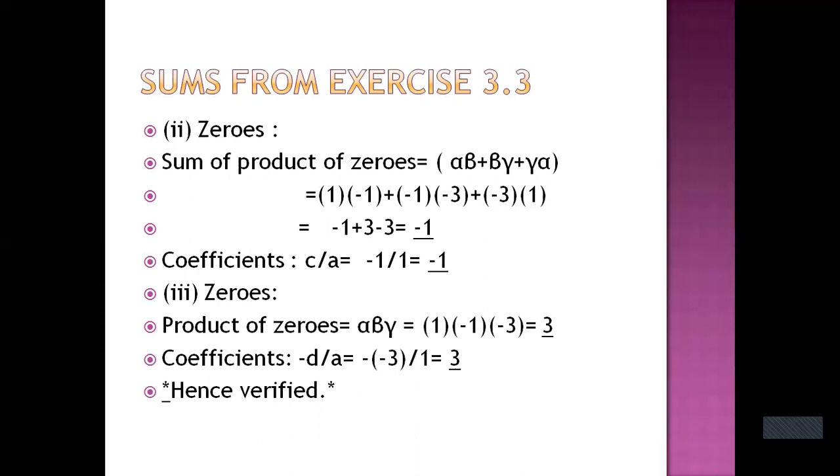But whereas in a cubic polynomial, directly the zeros will be given in the question. You have to check whether those are the zeros of the polynomial or not. First you have to check. Once after checking that those are zeros of the polynomial, then you will take those zeros as alpha, beta and gamma, and then you have to verify the relation between zeros and coefficients.